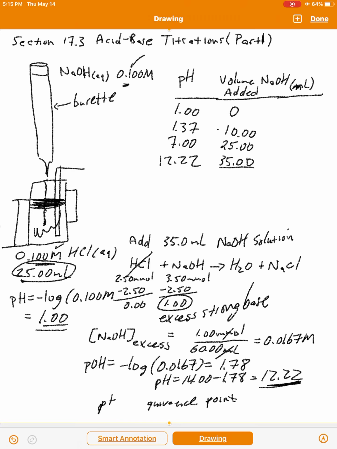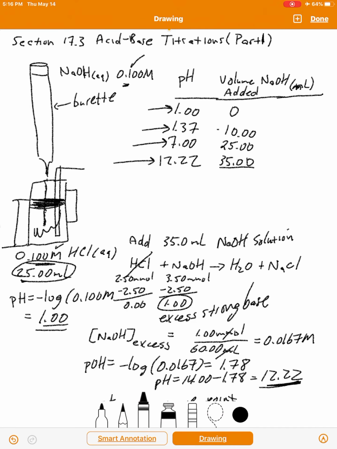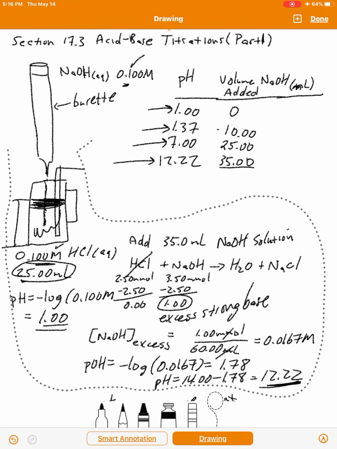When we started off with the strong acid, pH was very low, strong acid. We added a little bit of the base. It only went up a tiny bit. Then we went to the equivalence point. It became pH 7, which is neutral. And then once we added some excess sodium hydroxide, it became very basic. There you go. Redo all 4 of those calculations on your own. I highly recommend you get good at doing that.